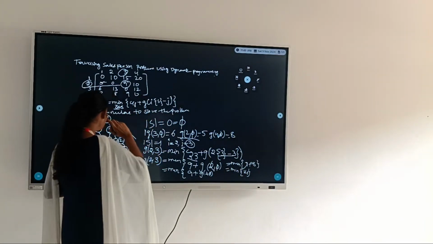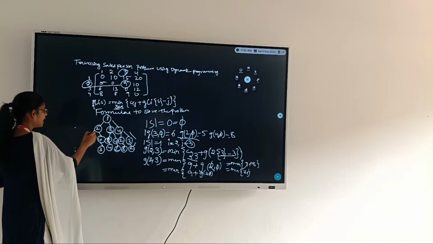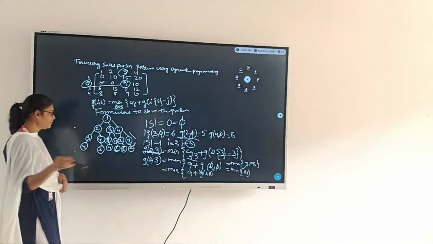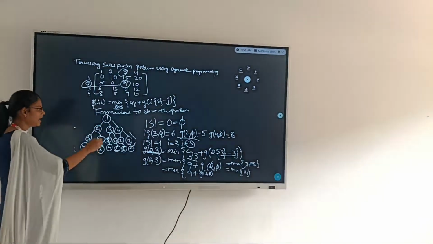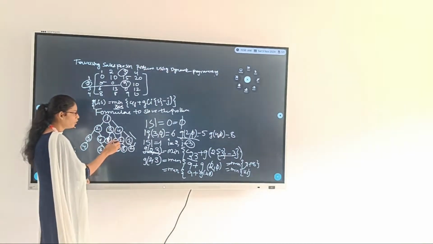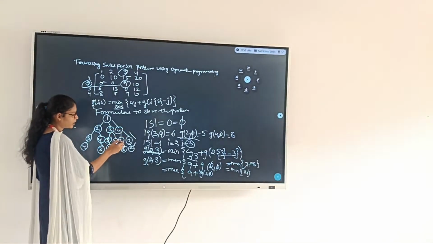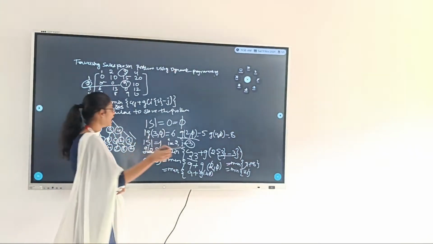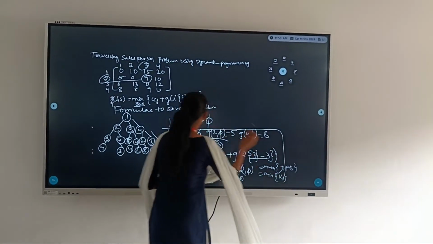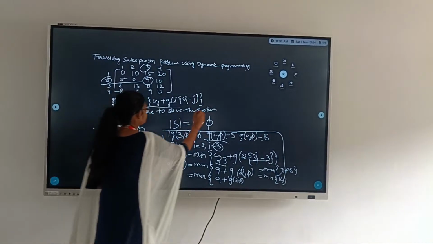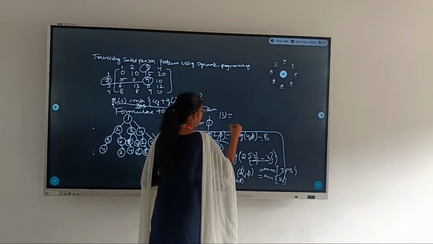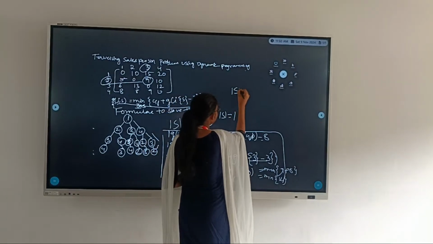Like that, here 2 is connected to 3. So here G of 2 comma 3, and again you have to find G of 2 comma 4 and G of 3 comma 2, G of 3 comma 4, and again G of 4 comma 2 and G of 4 comma 3. Like that, step by step you have to solve this problem based on the formula. Like this, mod S is equal to 1 is completed, and next is mod S is equal to 2.